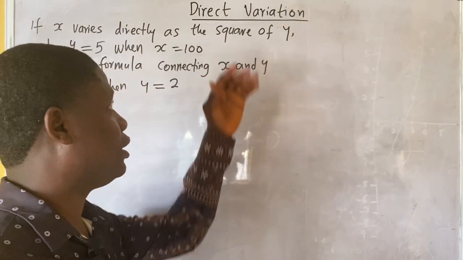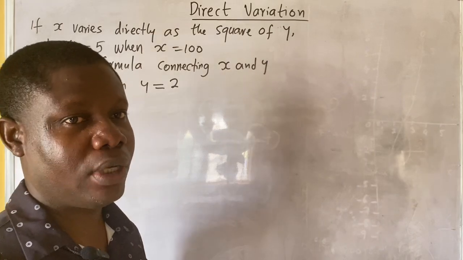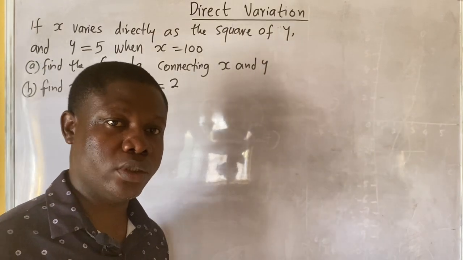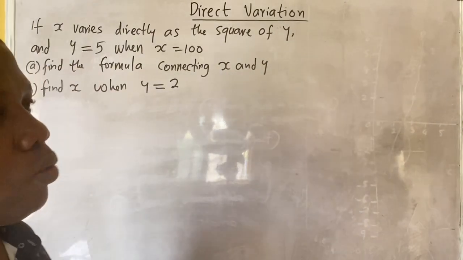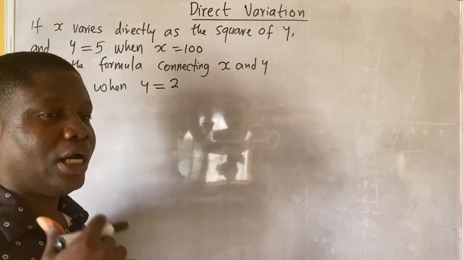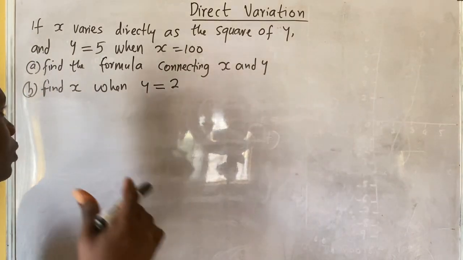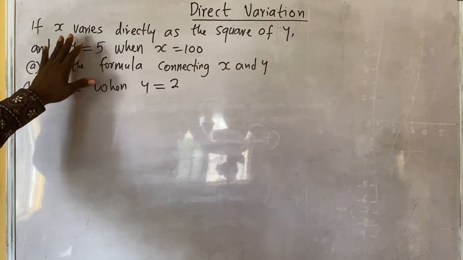So let's look at direct variation. When we talk about direct variation, we're talking about the relation between two quantities such that when one of the quantities is increasing, the other is also increasing. And when one of the quantities is decreasing, the other is also decreasing. So let's look at this example we have here on the board.